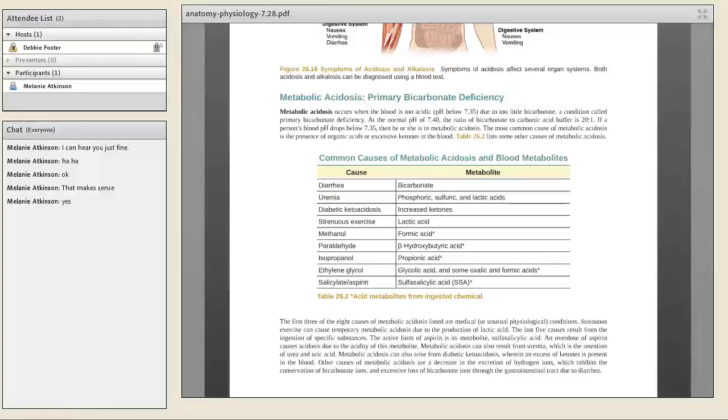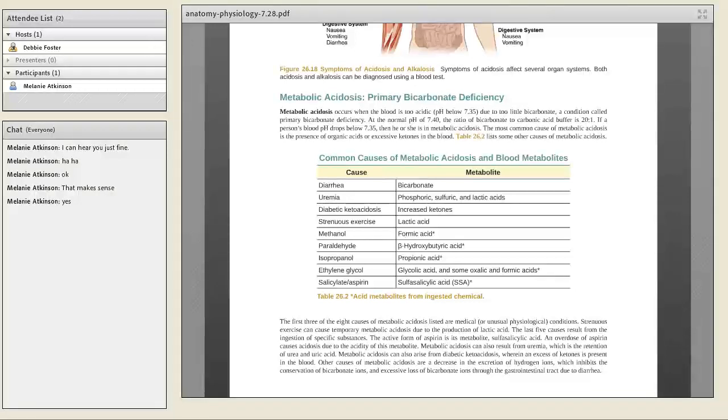Okay, so some of the common causes of metabolic acidosis. You have too much hydrogen ion, like diarrhea, diabetic ketoacidosis, strenuous exercise. The others, methanol, paraldehyde, isopropanol, glycol, aspirin, those are all intake. In fact, it says that, I think, down here. The last 5 causes result from ingestion. The first 3 happen to be conditions. So if someone's vomiting a lot or has diarrhea, they can end up in a metabolic acidosis mainly because of the loss of bicarbonate. So you can see why it's causing it.